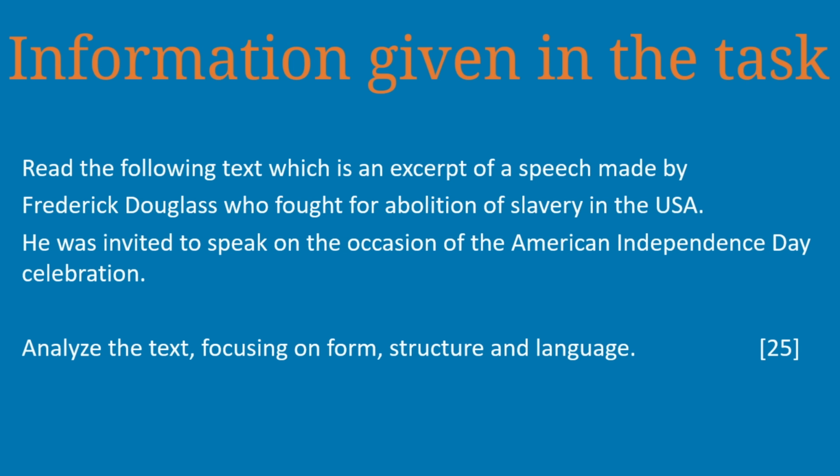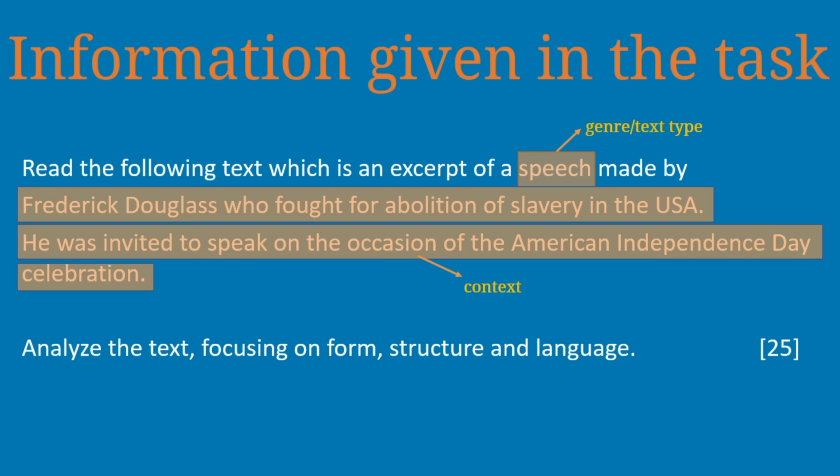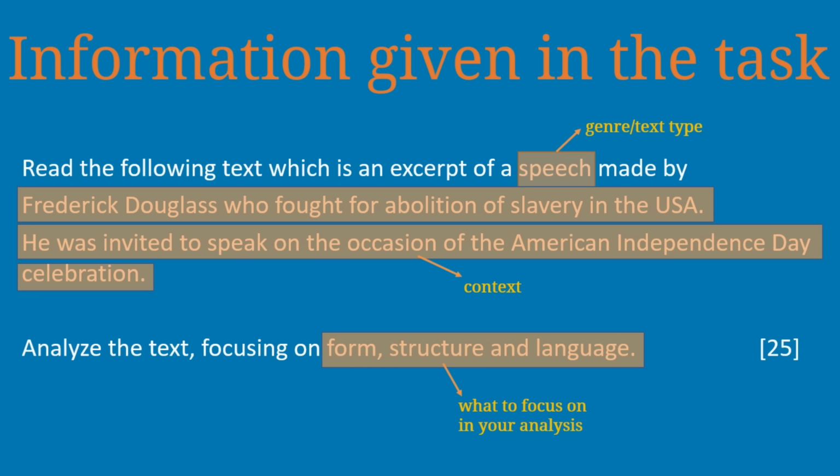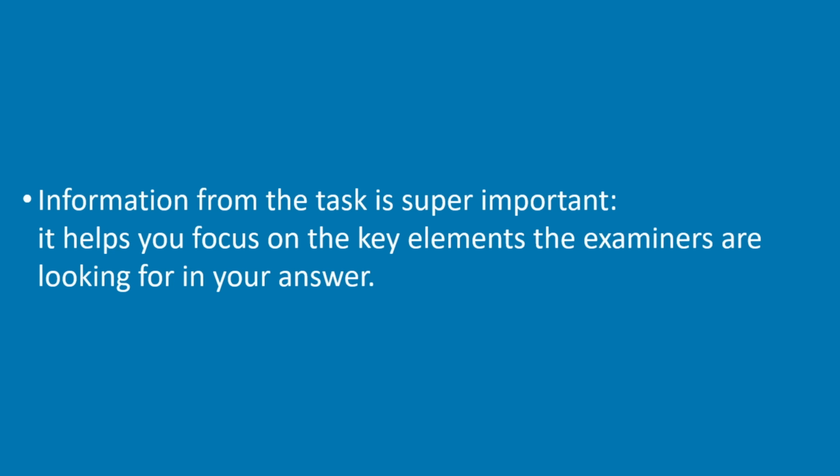From the task, we usually get the following information: what type or genre of the text you will be reading, what context the text was written in, what we need to focus on in our analysis, and finally, the number of points for this part of the exam. All this, as you will see, is vital information. Now, why is all this important? It's very important because the task itself includes vital clues that will help you answer the question properly.